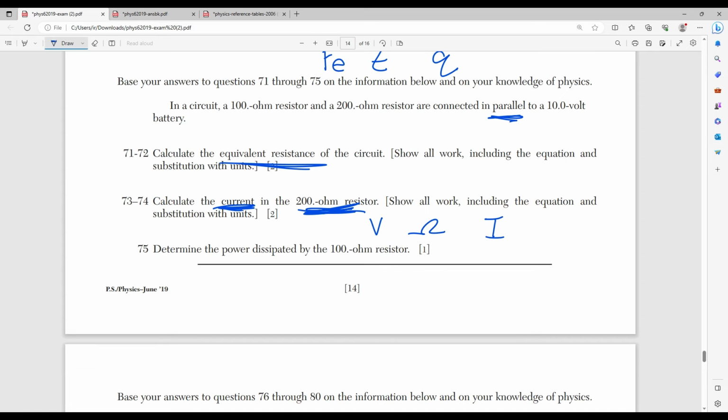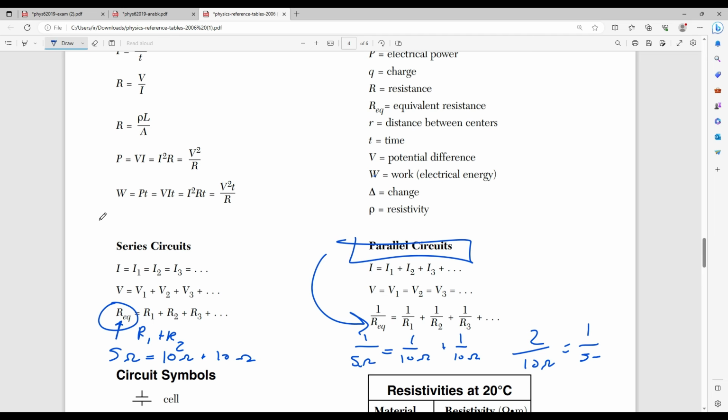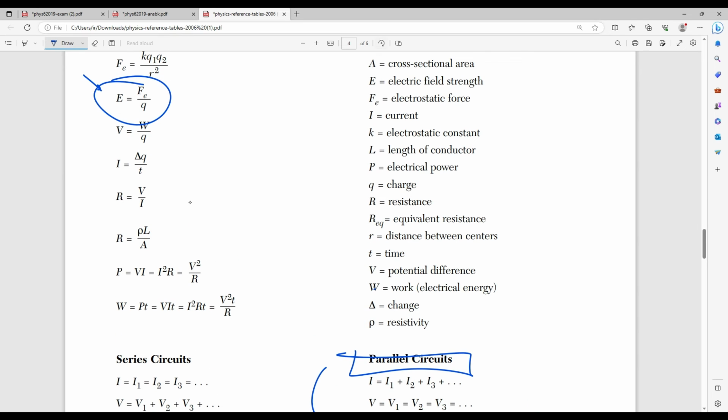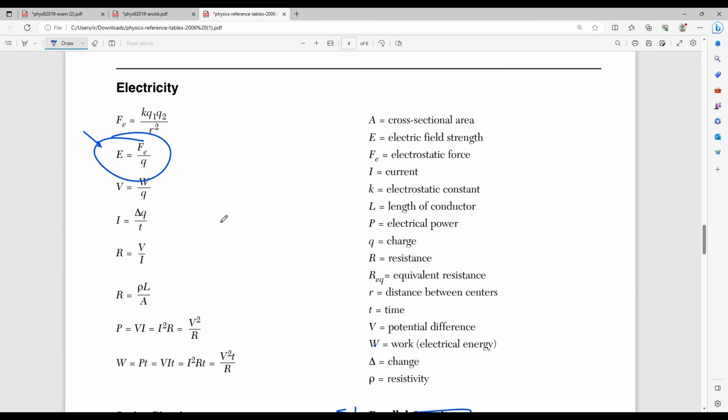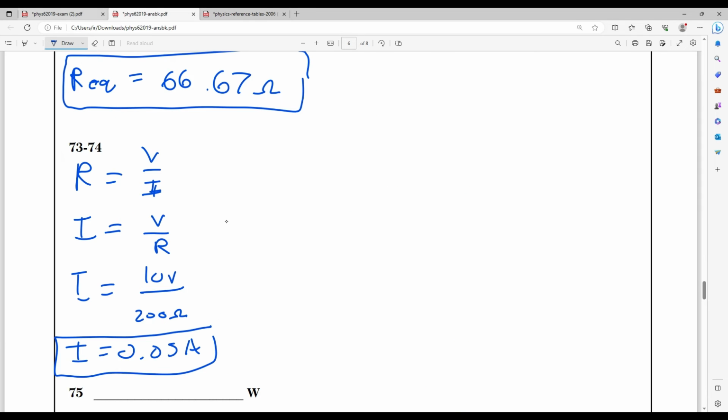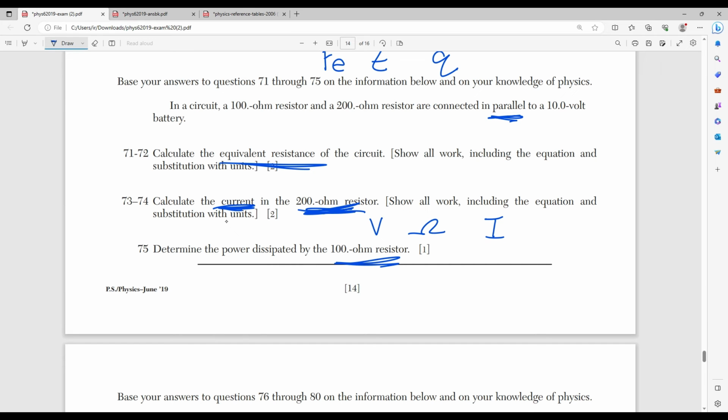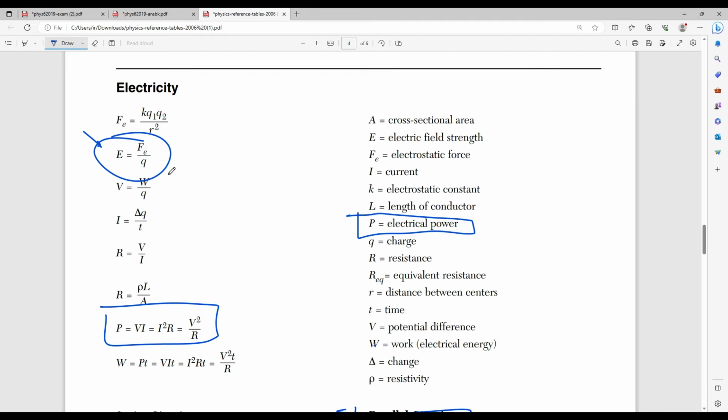Great. So now it's saying determine the power dissipated by the 100 ohm resistor, right? If you don't know what power is, you could look here. You know that P, if I could find it. Oh my god, it happens to me every single time. P, electrical power. And that's power dissipated. We don't know how much over how much time, but just power dissipated. And here's the formula. 100 ohm resistor.